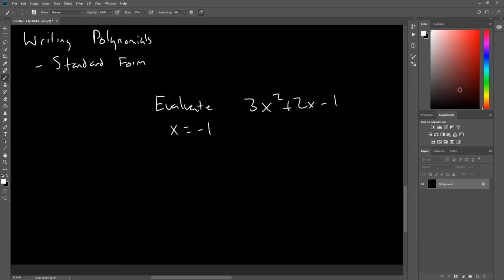-6. Nope. Here, I'll just go through it. First thing, let's just substitute in our x for where we have an x. So here we have an x, it's -1 squared plus 2 times -1 minus 1. I think I know where you messed up. So what is -1 squared?